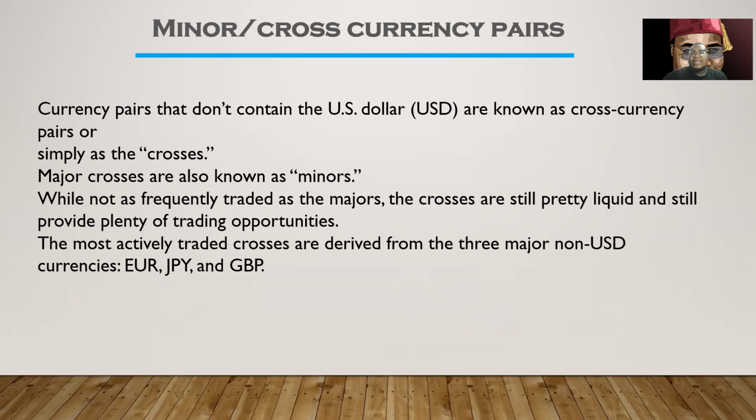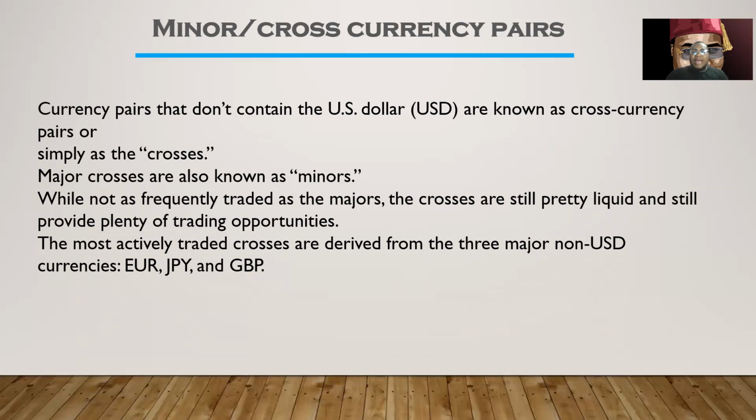Currency pairs that don't contain US dollars are known as cross currency, or cross pairs. Let's say GBP JPY is a cross, or you can call it a minor. So major crosses are also known as minors. Why? They are not as frequently traded. It is not being traded like when you have the USD attached, like say Euro USD, GBP USD, USD CHF, USD JPY. Those ones are majors. They are being traded. All right. But Euro JPY, GBP JPY, those ones are not really traded often because they don't have the USD attached to them.